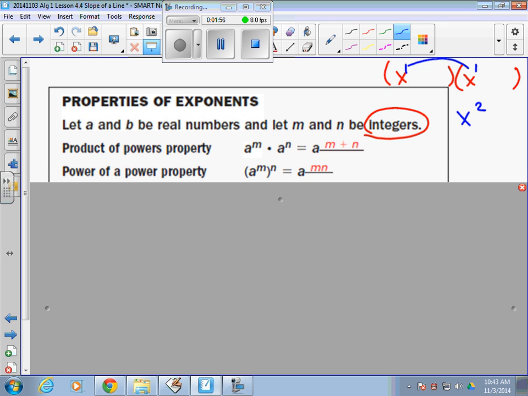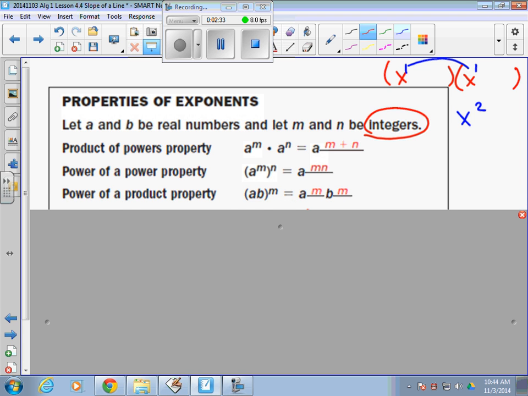The same thing's true, or not quite the same thing's true, but when you're raising a power to a power, notice the difference between the first one and this one. Now it's a to the m being raised to the nth power. So a power is being raised to a power instead of adding them in this case. Now is when you multiply the exponents. So anytime the bases multiply themselves, you add the exponents. Anytime the exponents are being raised to another exponent, you multiply the exponents, a to the m times n.